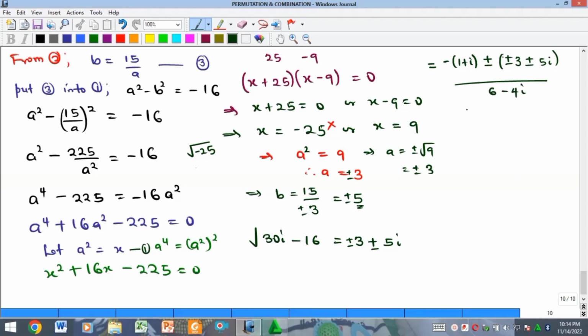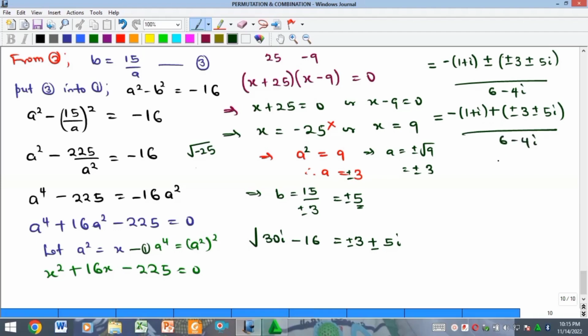So what you are going to be having here now is two solutions, which are minus i plus 1 plus i. Then let's choose plus here. If we choose plus here, then we'll have everything here, which is plus or minus 3 plus or minus 5i, all over 6 minus 4i.